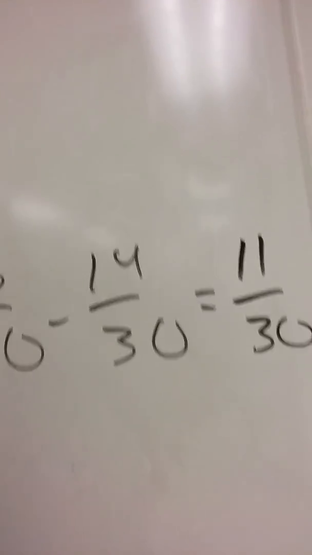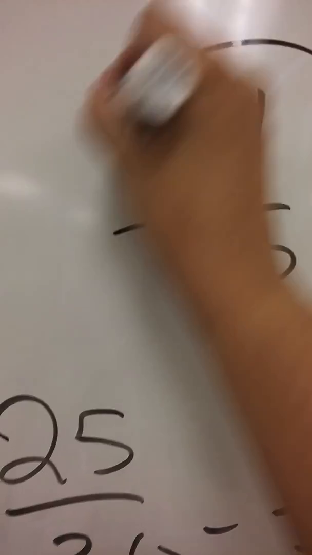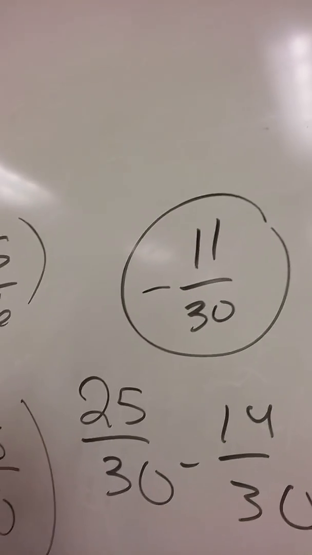I end up with 11/30ths. I cannot simplify that. Since my 25/30ths is a negative number, my answer is going to be negative 11/30ths because 25/30ths had the largest absolute value. So that is my answer to number 3.